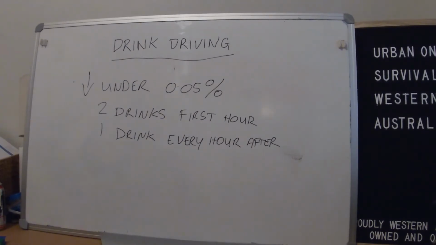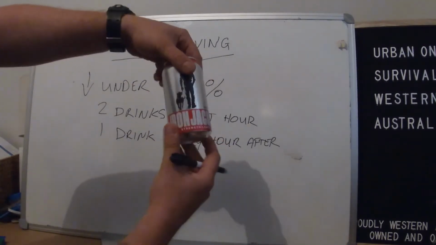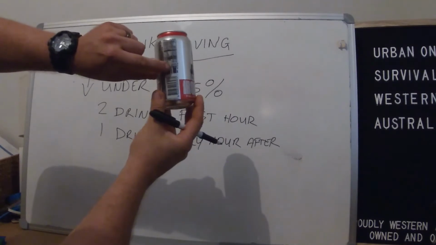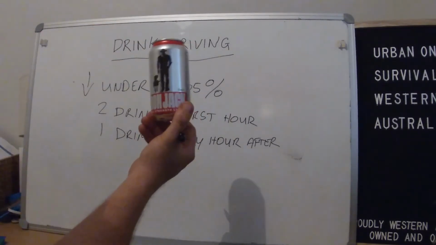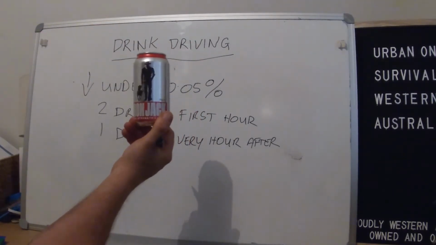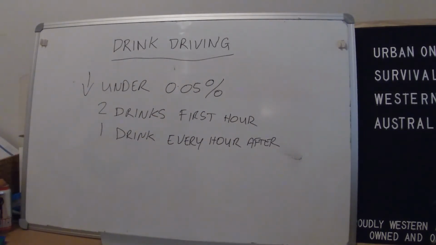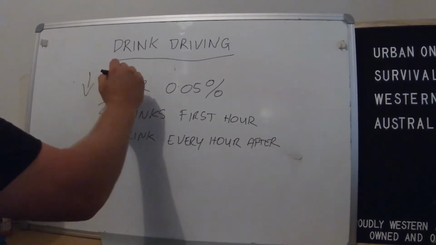A standard drink, not like the old beers, the old Iron Jack. This is 1.2 standard drinks in this can. That is not 1 standard drink. So you can have one of those cans and 60% of another one, and there's your 2 drinks gone. And then it's 1 can every hour after that. That's for males.